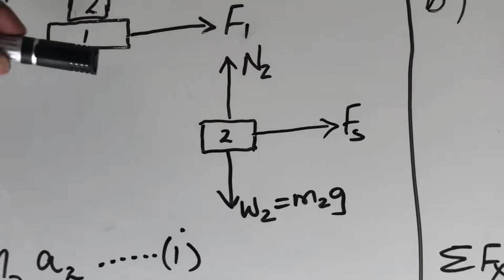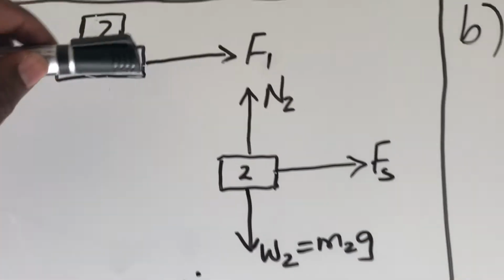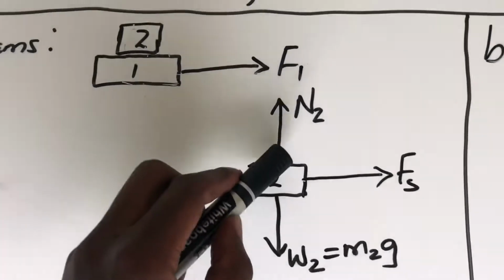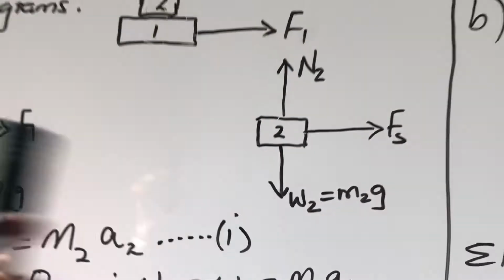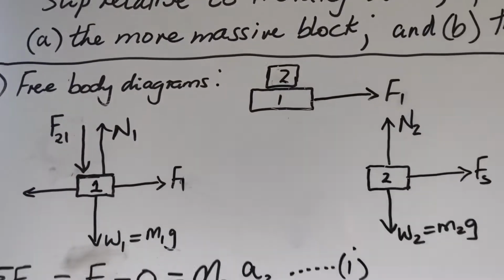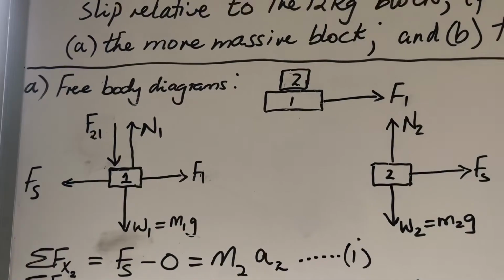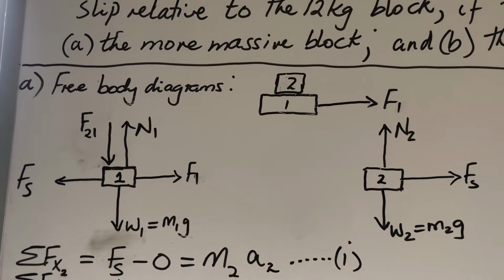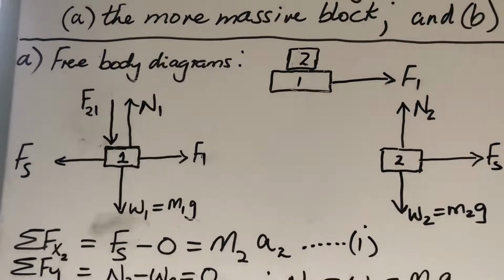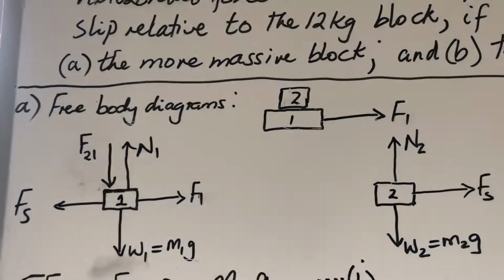Okay, and since it's a block that is actually sitting on another block, we expect it to have the normal reaction as well as the weight due to gravity. So these two are the free body diagrams of what is happening between the two blocks. So if we pull using the bigger block, this is what you expect to have.